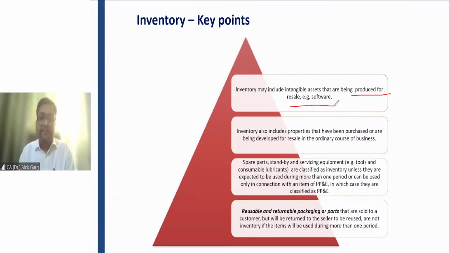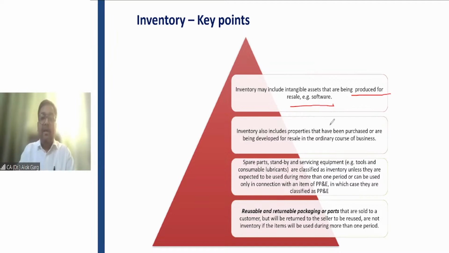For example, software. Infosys, Wipro, TCS, Birlasoft, the business model of these companies is to sell software, to provide IT services. So if the company is buying some software for selling, of course it is an inventory. So inventory may include intangible assets that are being produced for resale, like software. Tally is selling the licenses of Tally software. So that is an inventory for this company.